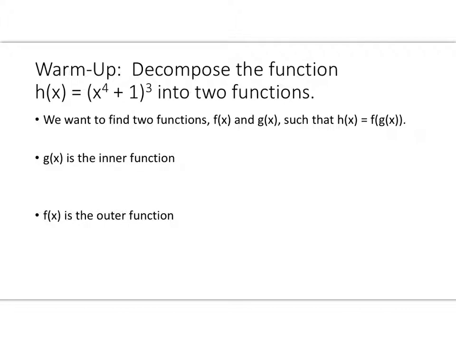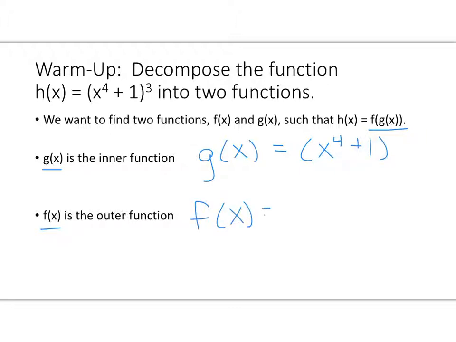So if I have the function h of x equals (x to the fourth plus 1) raised to the third, I can break it apart into two functions, f of x and g of x, such that h of x is f of g of x. So here g of x would be the inner function, f of x would be the outer function. So in this case I could say, well, g of x is equal to x to the fourth plus 1, and then f of x would say take that function, the x to the fourth plus 1, and cube it, right? So that's going to be my f of g of x. So in this case the function f of x is just x to the third.